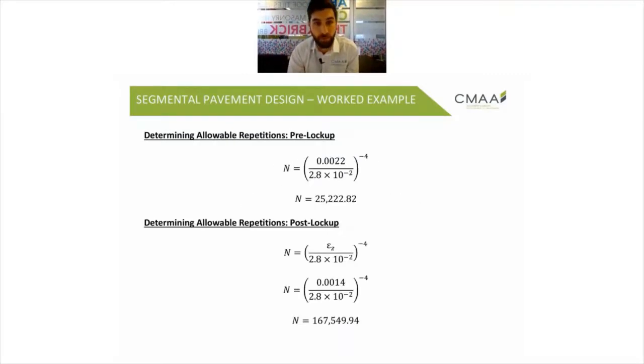That is then put into the formula. So without doing the equations, we had a vertical strain value of 0.0022 for pre-lockup, and then 0.0014 for post-lockup. So you can see our allowable repetitions for both.